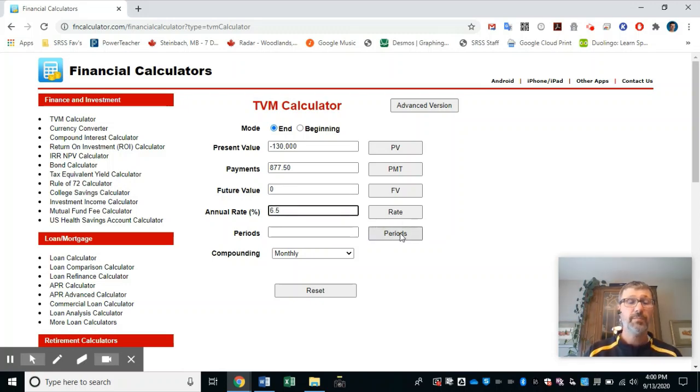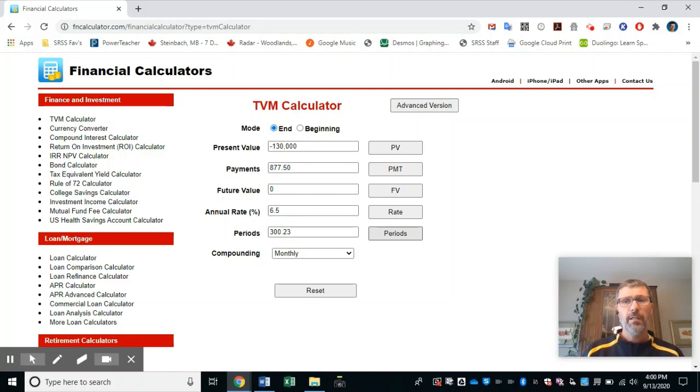The number of periods, because we're doing monthly, we're talking about how many months. And it says right here, we're choosing monthly. So if I click on periods here, it says 300. Well, 300 months, if I divide that by 12 months in a year, that's 25 years. That's what we expected. That's where we begin.